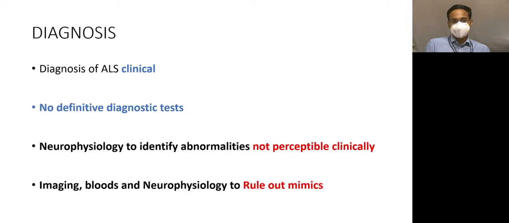ALS remains a clinical diagnosis. We have no electrophysiological test or biochemical test or serological test that helps us in telling definitively that this patient has ALS. So ALS remains a clinical diagnosis for all patients. What neurophysiology helps with is in patients whose onset is very focal, and we'd like to know whether there's some subclinical involvement in other regions. That is where electrophysiology helps us.